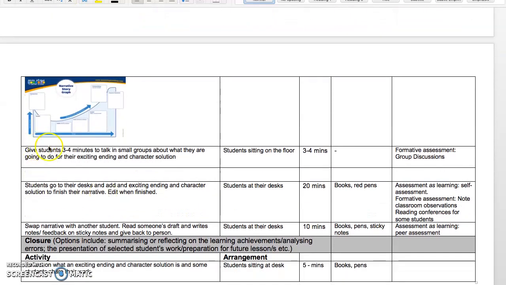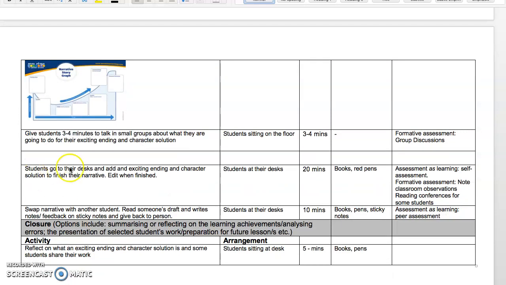The next aspect is 3 to 4 minutes of students talking in small groups about what they are going to do for the rest of their narrative. Group discussions allow for teachers to assess the meaning-making process of the students. It also encourages meaningful conversations and allows for students to share their understandings and areas of confusion.